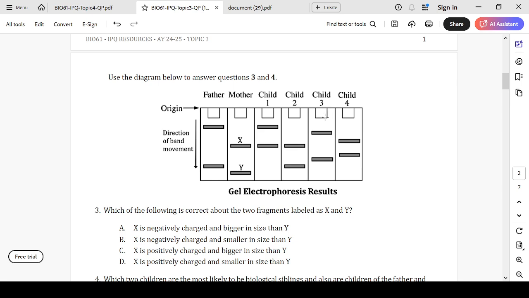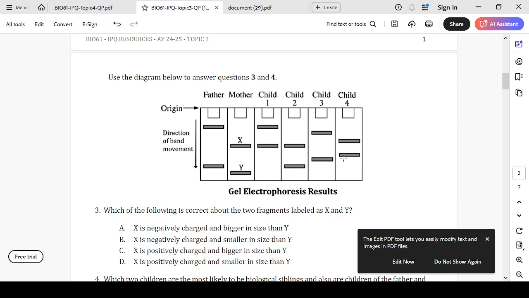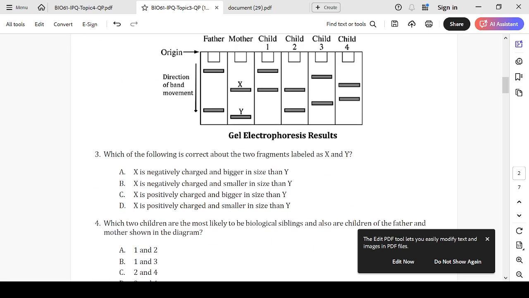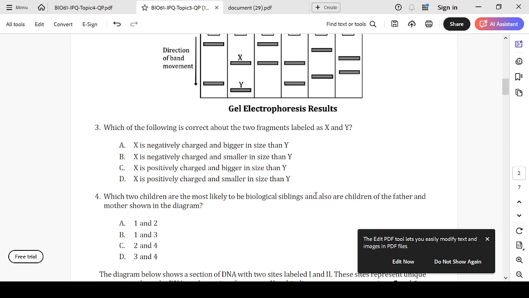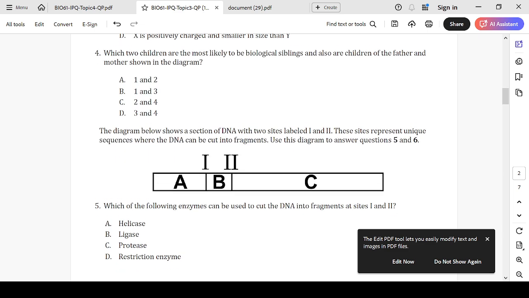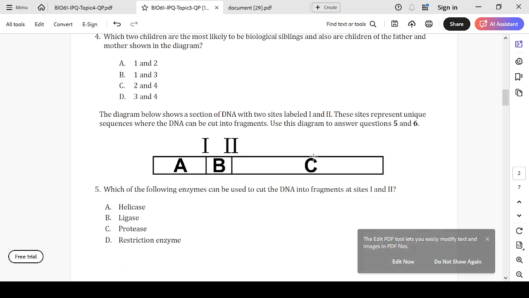Let us look at the three. Child three. No, no, this one, no. They are not. This fragment does not match with mother and father. So one and two are the biological siblings. Okay, this is a very good question, guys.